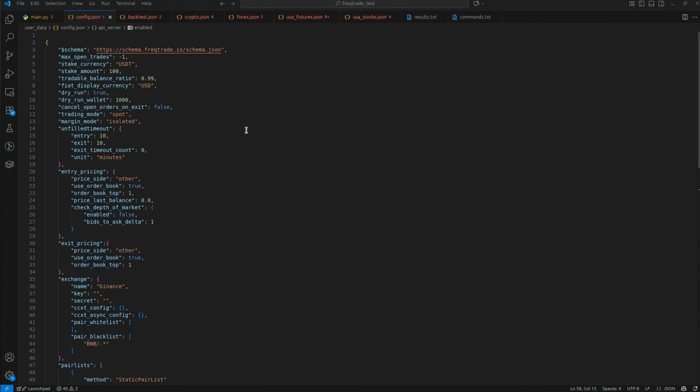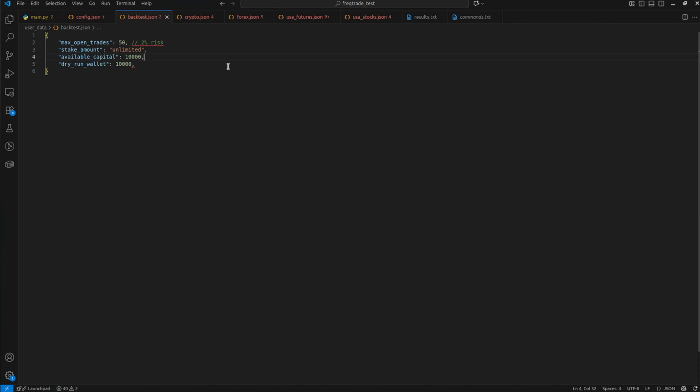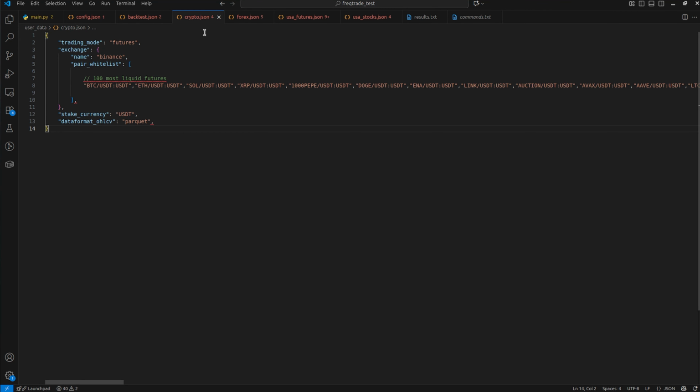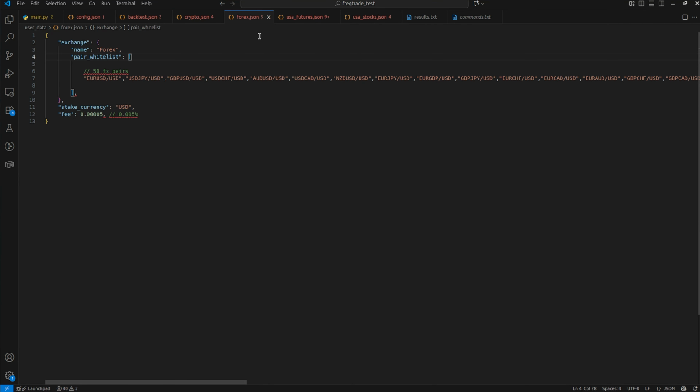So firstly, config.json, it's a default configuration file for FreqTrade package. Next, in backtest.json, we specify some parameters for our trading strategy, like maximum amount of open trades and our initial capital. Then in crypto.json, we specify the tickers that we are going to trade on crypto market. Here we have just 100 most liquid crypto tickers. And same for Forex, US futures and US stocks.